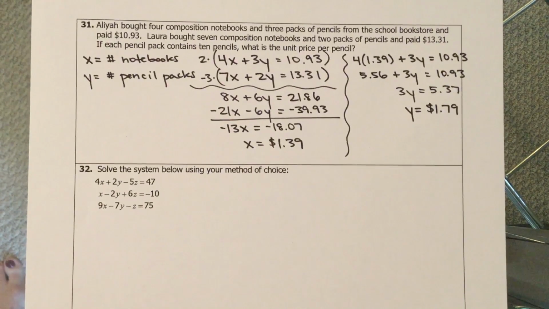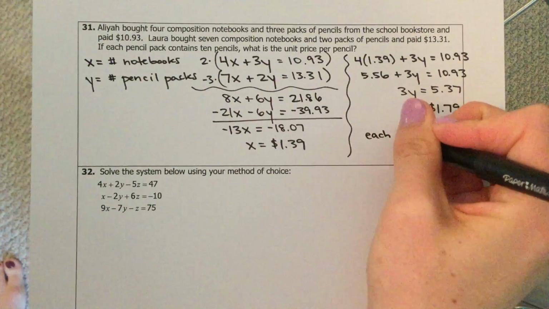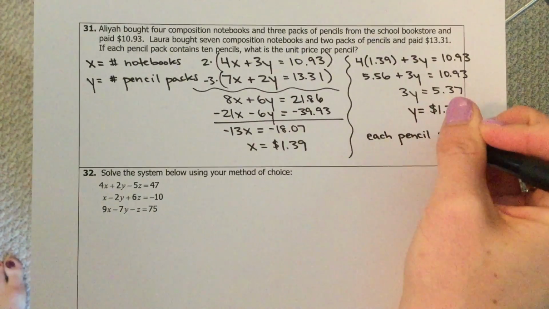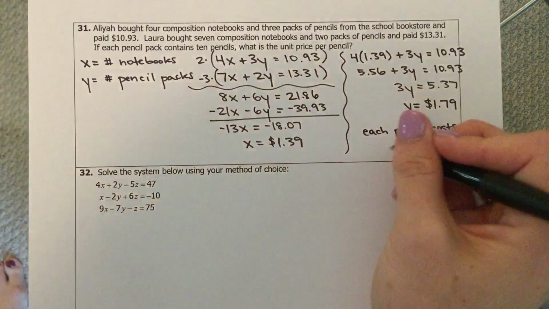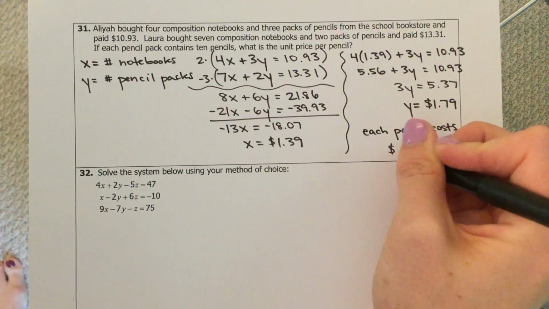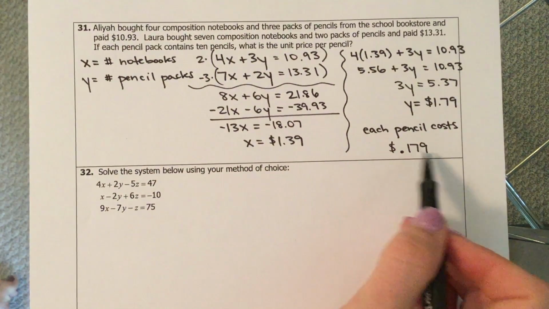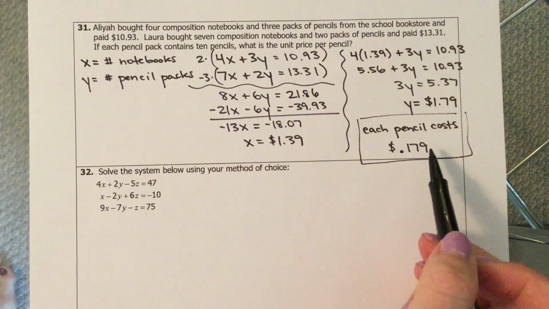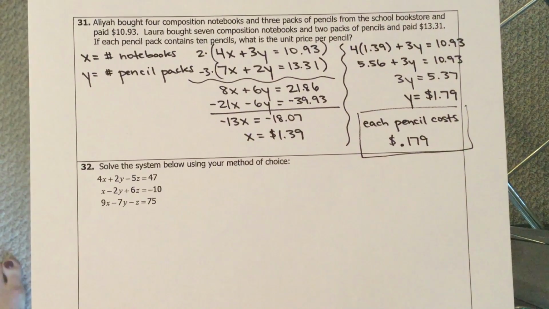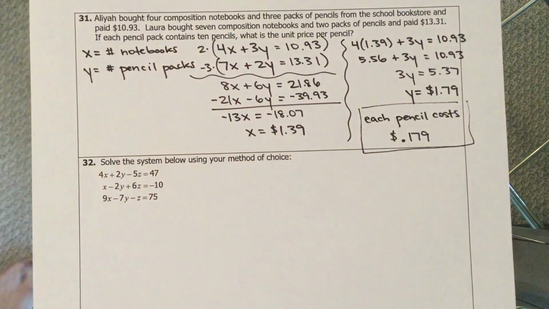So we want to know the unit price per pencil. We would finally take that and divide it by 10. So each pencil costs, and then we would divide that by 10, which really just means moving the decimal point over. So 0.179. And I know obviously you don't have 3 decimals for money, but we'll do that anyway. They would still do that if they were talking about unit price on a sign for a product or something like that.